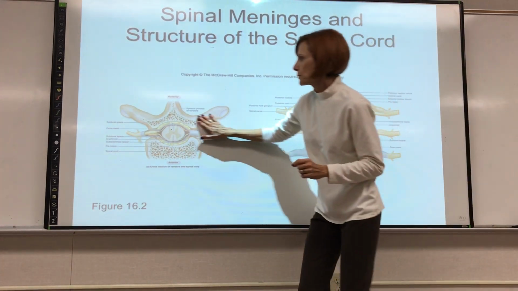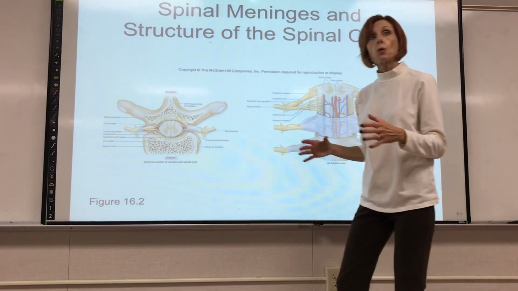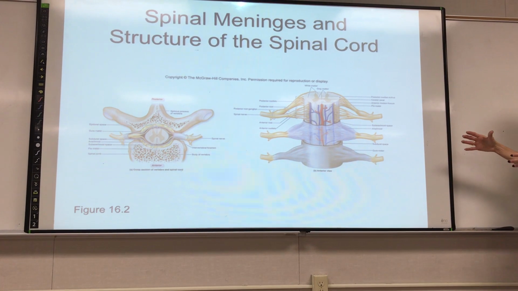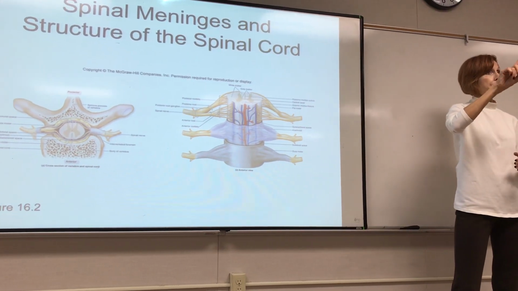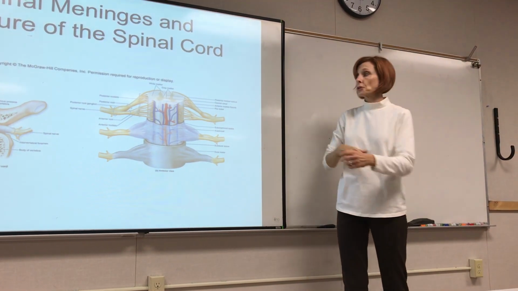Let's just real quick talk about the meninges. The meninges around the cord are basically like the meninges around the brain. Actually, they're a little bit more simple because remember that around the spinal cord, we only have one layer of dura mater. Okay, so we don't have that periosteal layer and the meningeal layer.